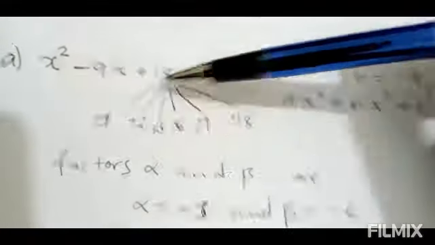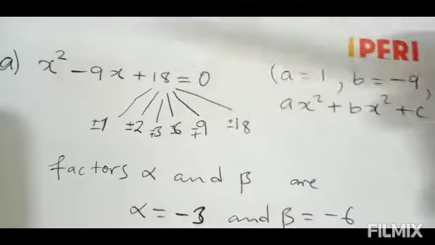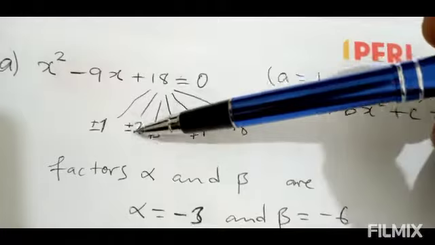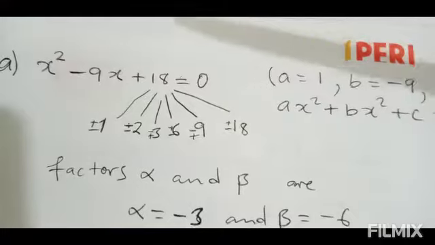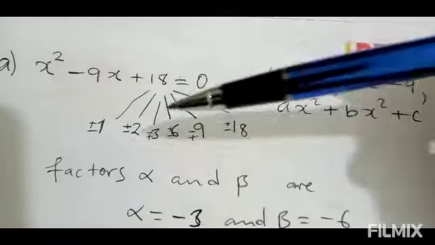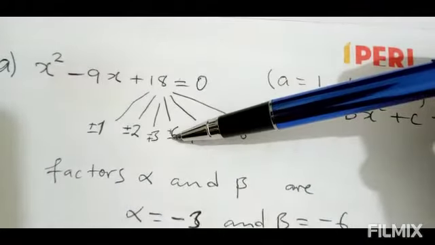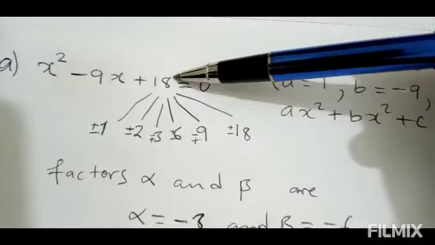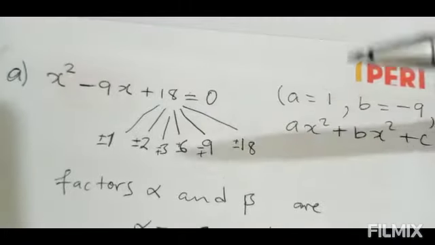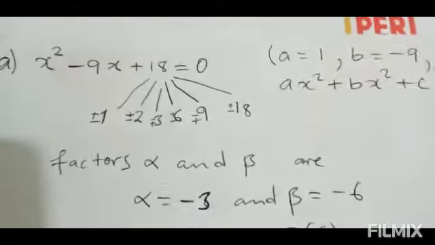So let's say positive 1 and negative 1 go into 18. How many times? 18 times without giving you a remainder. Positive 2 or negative 2 goes into 18 nine times without giving you a remainder. Negative 3 or positive 3 goes into 18 six times. Positive 6 and negative 6 go into 18 three times. And 18 itself goes into 18 one time without giving you a remainder.